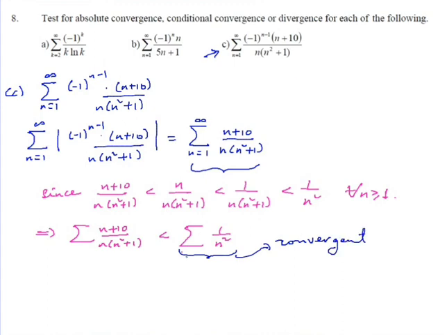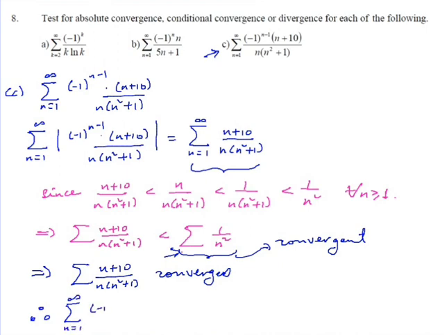So if the bigger series is convergent obviously the one which is below will be convergent. n plus 10 by n times n square plus 1 converge ያደርጋል ማለት ነው. Okay, it converges, therefore the given series n starting from 1 up to infinity minus 1 the power of n minus 1 times n plus 10 over n times n square plus 1 is absolutely convergent.